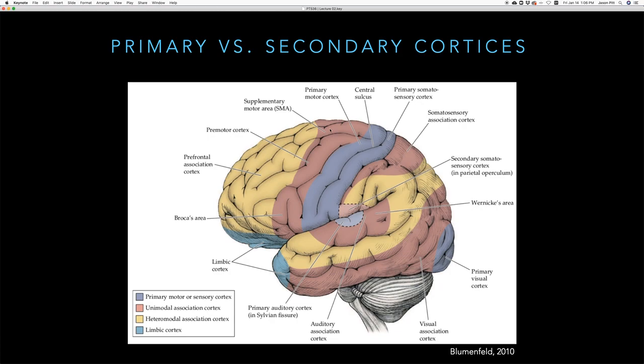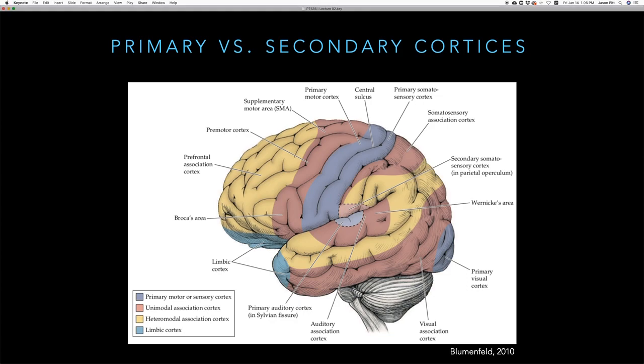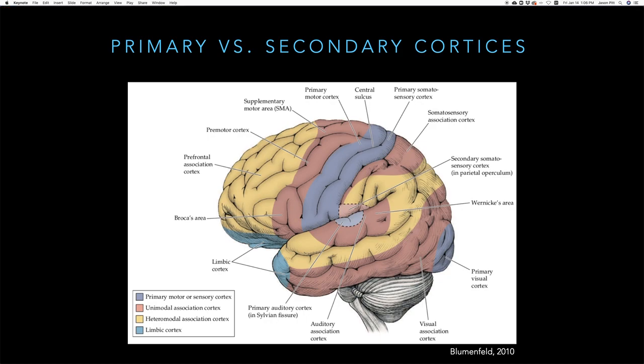That's what we get with association cortices, where we might plan multiple actions together, not just the one action we're trying to carry out, or we might consider the location of an object so that we can properly reach out and grasp it. So in association regions, we're going to deal with more than one bit of information.